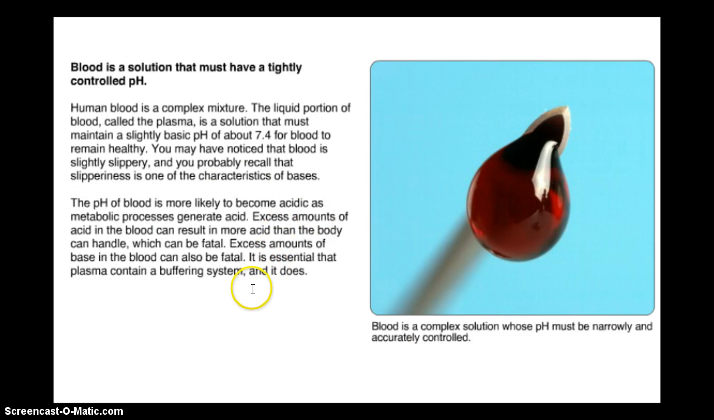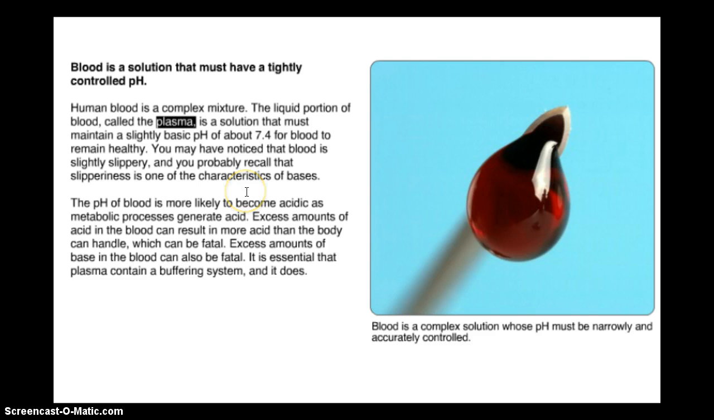Blood is a solution that must have a tightly controlled pH. Human blood is a complex mixture. The liquid portion of blood, called plasma, is a solution that must maintain a slightly basic pH of about 7.4 for blood to remain healthy. You may have noticed that blood is slightly slippery, and you probably recall that slipperiness is one of the characteristics of bases. I want to pause for a second.